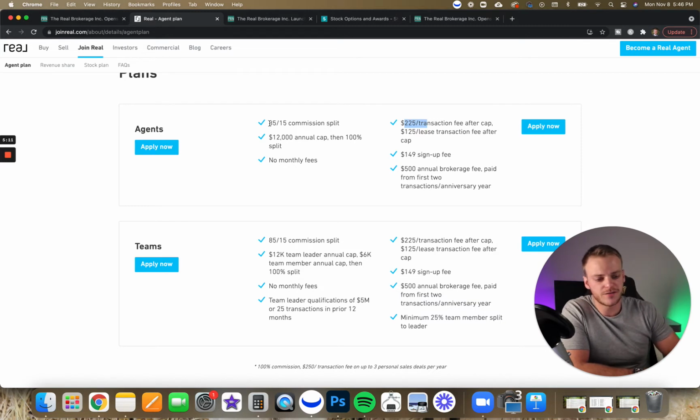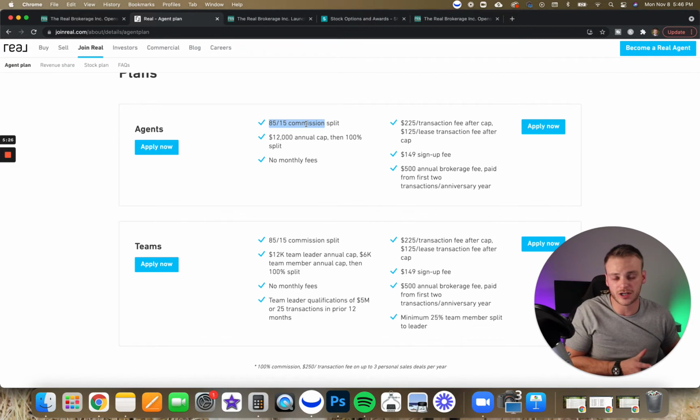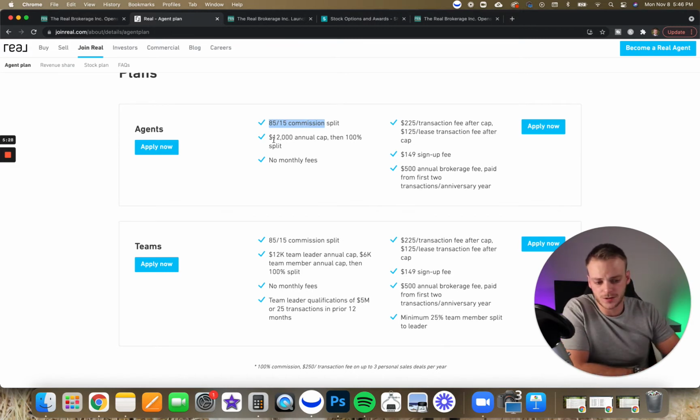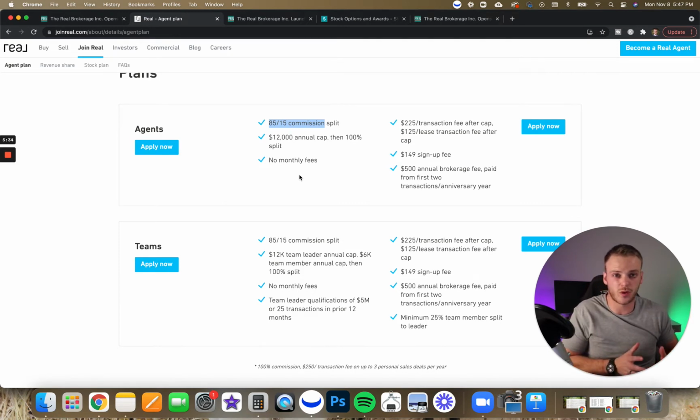But an 85-15 split is phenomenal. That is really low. Other companies are charging 80-20 or even 70-30 to join their company. Some teams are going to be charging like 50-50. So having 85-15 means you're keeping more of each commission check and putting it into your pocket when you close that deal. Also, only a $12,000 cap. That's absolutely phenomenal. A lot of other companies are going to have somewhere between a $16,000 to maybe even $28,000, $32,000 cap to be with their company.